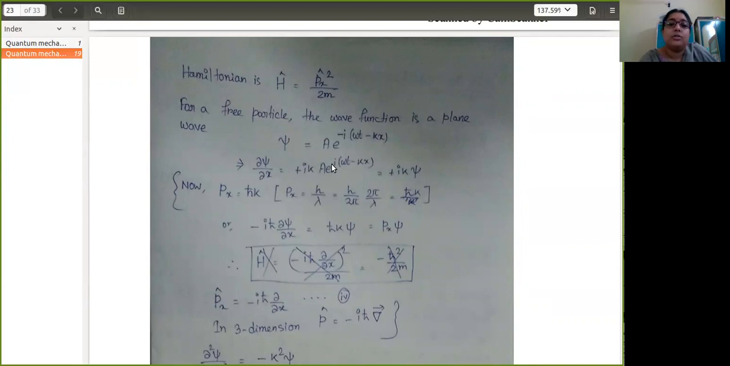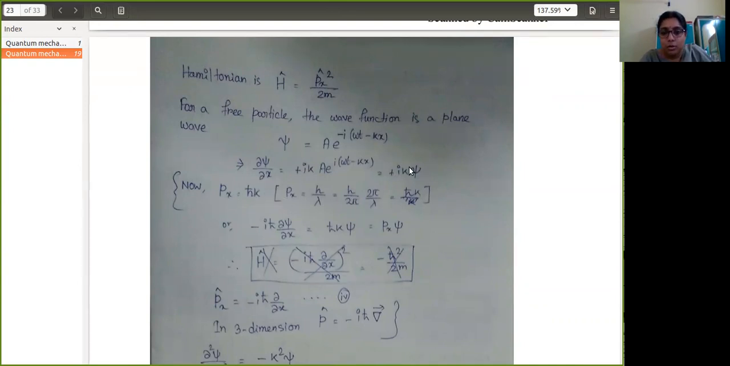Okay, so if you do del psi del x, what will you get? You will get ik into A e to the power i(kx minus omega t). Here my minus sign is missing, so we get ik into psi. Now px is h cut into k. As we all know, p is h by lambda, or we can write it as h by 2 pi into 2 pi by lambda. H by 2 pi gives you h cut and 2 pi by lambda gives you k, the wave propagation vector. So px is h cut into k.